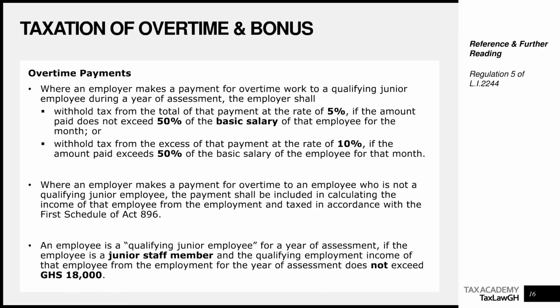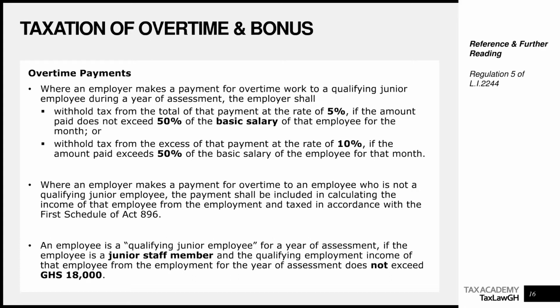Let me use numbers. Remember, basic is 100 cedis. Remember, 50% of 100 cedis is 50 cedis. So if the employer pays 70 cedis, the first 50 cedis of the 70 cedis will be taxed at 5%. Then the extra 20 cedis on top of the 50 to make it 70 will be taxed at 10%. Let me take that again. The first 50% will be taxed at 5%. Any excess payment above the 50% threshold will be taxed at 10%.